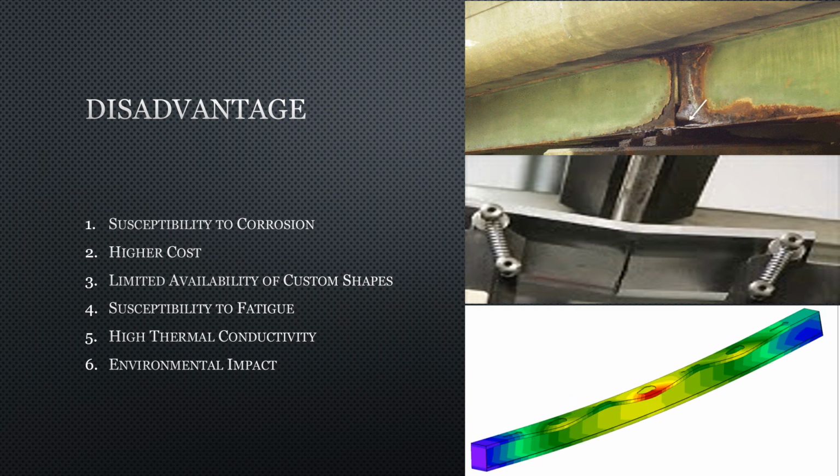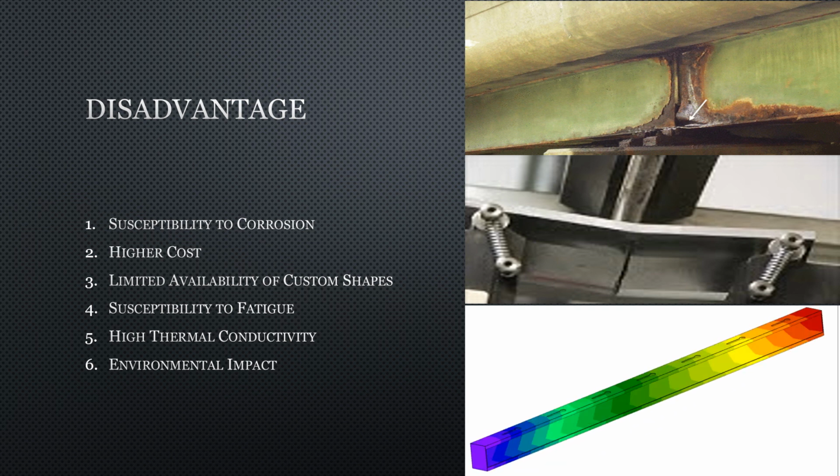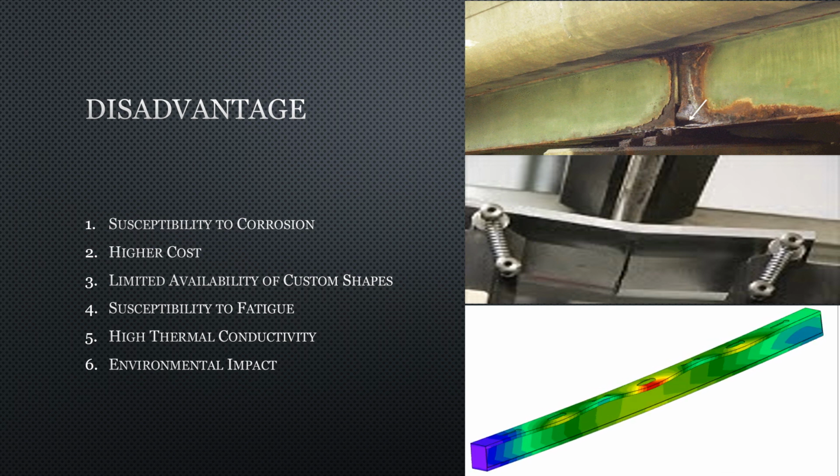Now let us look towards some of the disadvantages of the rolled steel section. The first is susceptibility to corrosion. Steel is prone to corrosion when exposed to moisture, oxygen, and certain chemicals. Without proper protection, rolled steel sections can corrode over time, potentially compromising their structural integrity. To mitigate this, protective coatings or regular maintenance may be required.